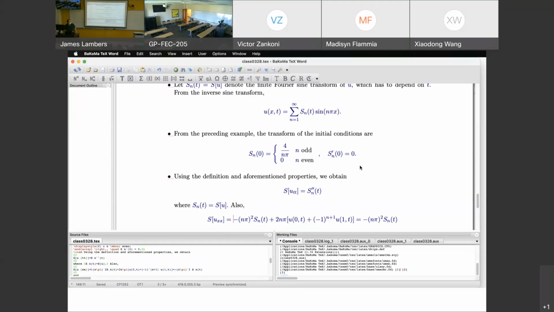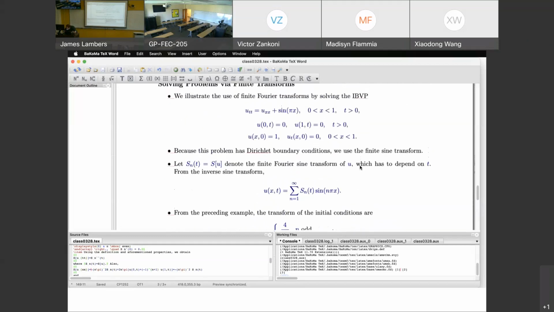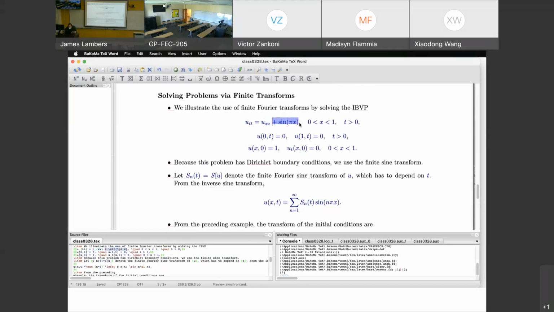So those two rules will help us with transforming the PDE as a whole. If we look back at the PDE, this time we're going to have Sn double prime of t. Here we're going to have minus n pi squared times Sn. Then we also have a source term to deal with. That's going to add an extra term.